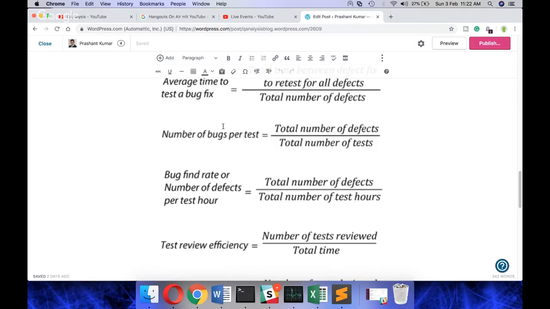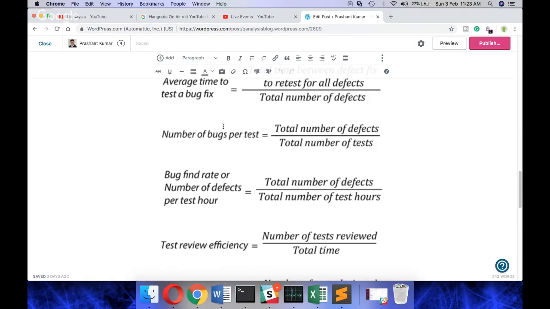Number of bugs per test. Total number of defects divided by total number of tests gives you the number of bugs per test. Let's say you have 10,000 test cases and you're finding only 10 defects. So you can see a lot of test cases are executed and only 10 defects are identified. Either your test cases are too elaborate and you need to reduce them, or you have to do some risk-based testing, reduce the size of your test cases, and cover new areas so that new defects could be discovered.